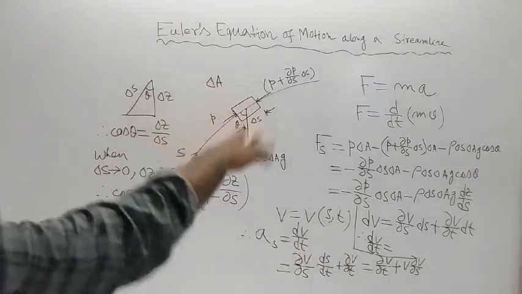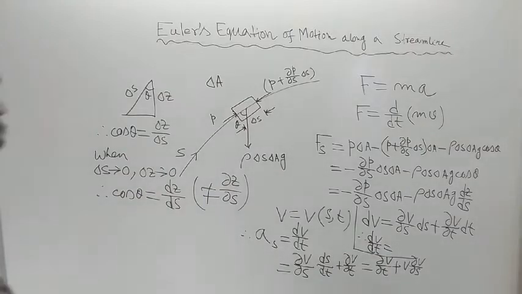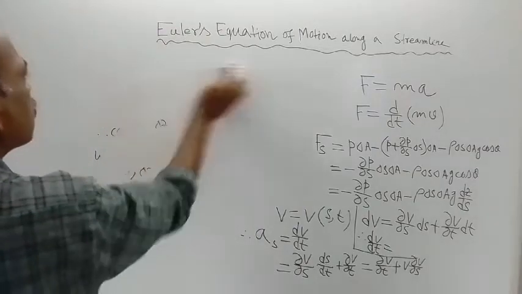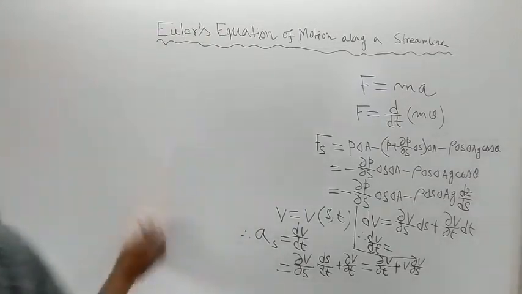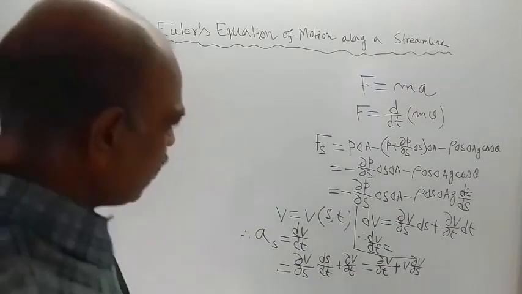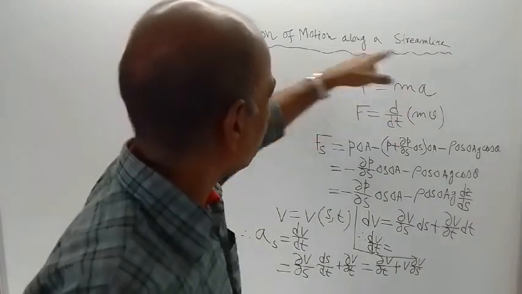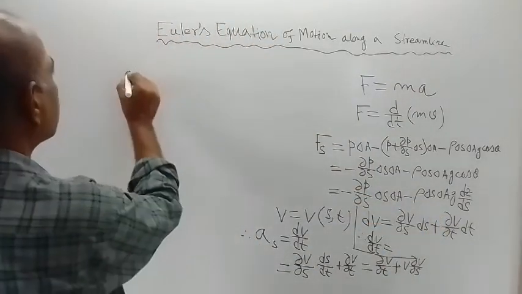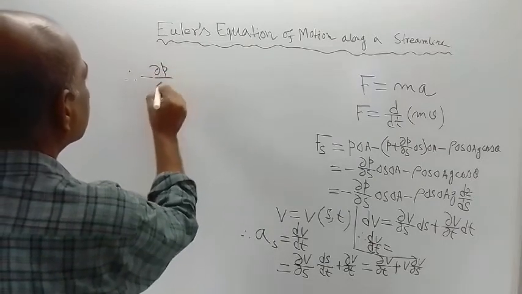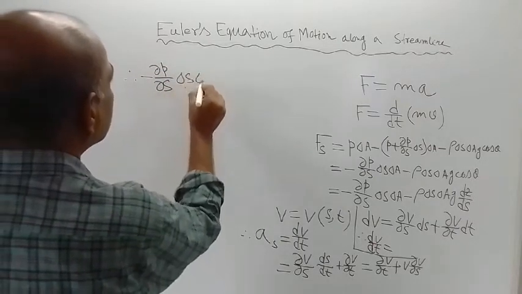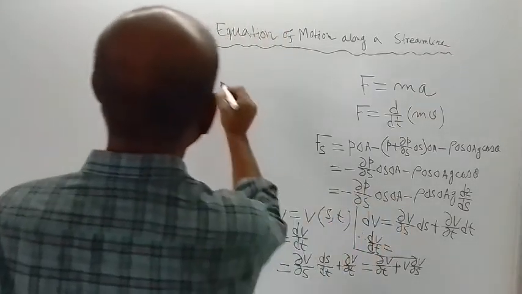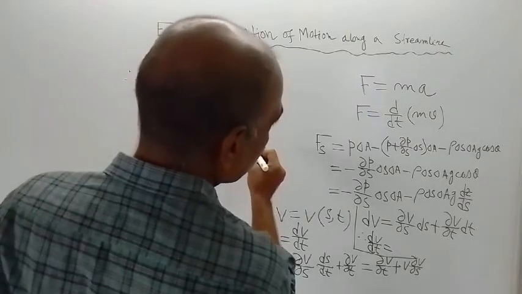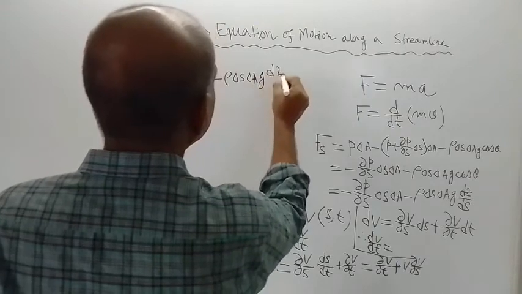Now this is not required, so I am erasing this one. Now we are going to use the formula: force is equal to mass into acceleration. So force is this much. Therefore, minus ∂p/∂s into delta s delta a, minus rho delta s delta a g dz/ds.